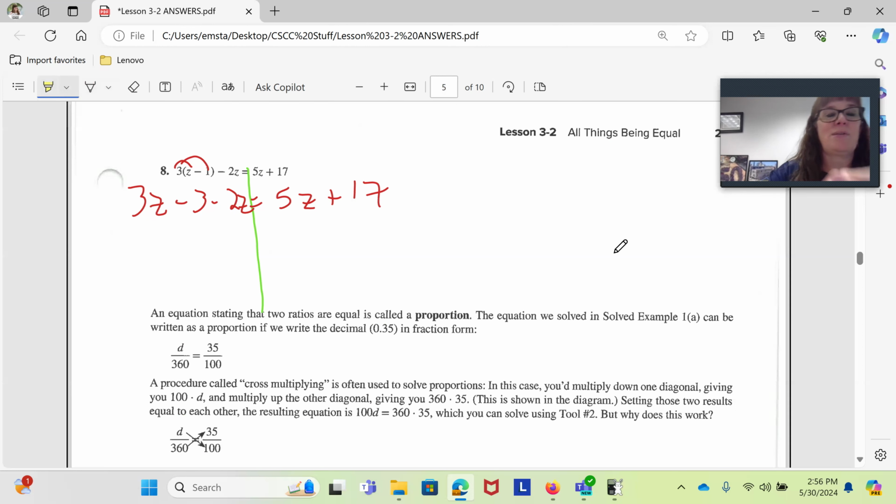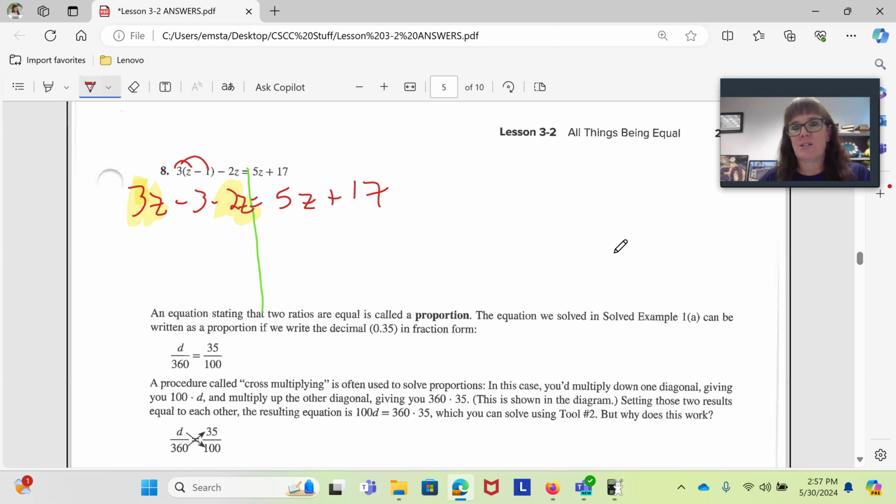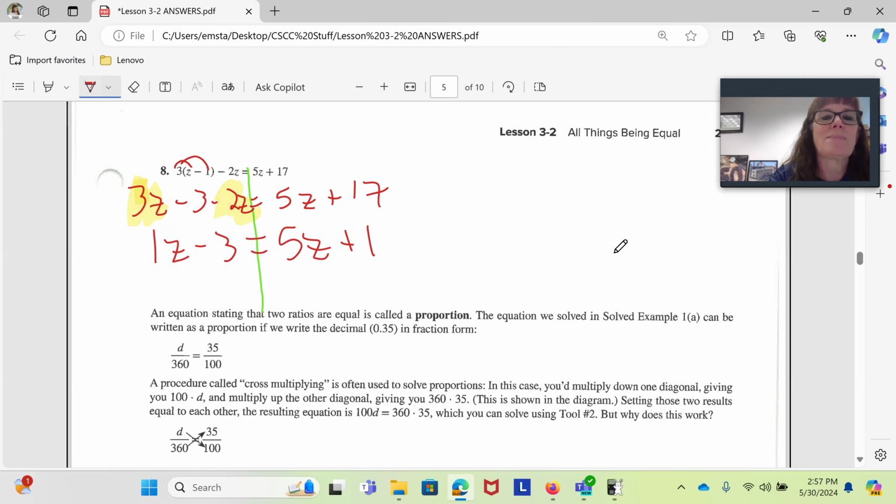I am still not ready to start solving because on the left side I have two different terms with z. So I'd like to combine those. 3z minus 2z. What is 3z minus 2z? It should be 1z. So on the left side I have 1z minus 3. On the right side I haven't done anything to it yet. I just keep writing it down. Everything's simplified. I'm ready to start solving.